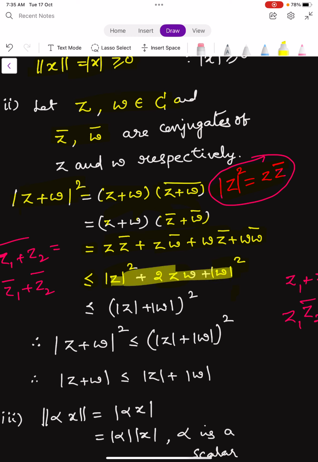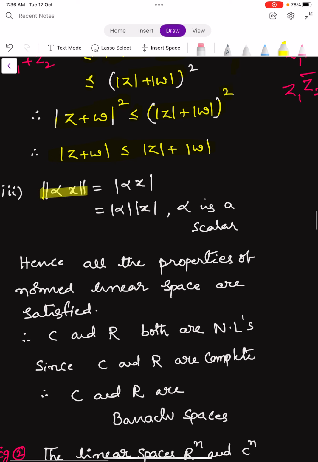Now this right-hand side is in the form of a square plus 2ab plus b square, which is less than or equal to a plus b whole square. It means mod z plus w whole square is less than or equal to mod z plus mod w whole square. By removing squares on both sides, we get mod z plus w less than or equal to mod z plus mod w, which is the second property of normed linear space. And the third property: norm alpha x, by definition of norm, can be written as mod alpha x, and mod alpha x can be written as mod alpha into mod x, where alpha is a scalar.